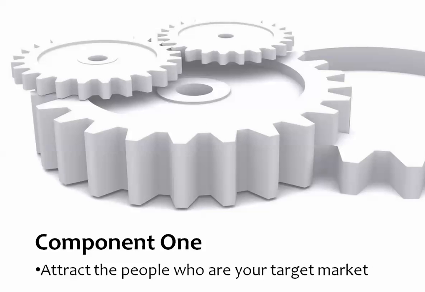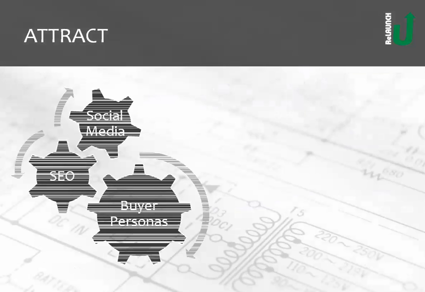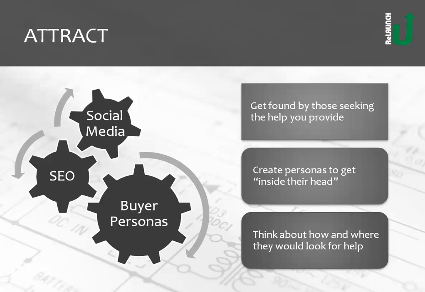Let's talk about those 4 areas that I mentioned to you earlier, starting with the attraction stage. I call it component 1 because it's the start, but it's also ongoing throughout your marketing system. So component 1, attracting the people who are your target market. How do you do that? Well, you have to focus online in 2 different areas: search engine optimization and social media.